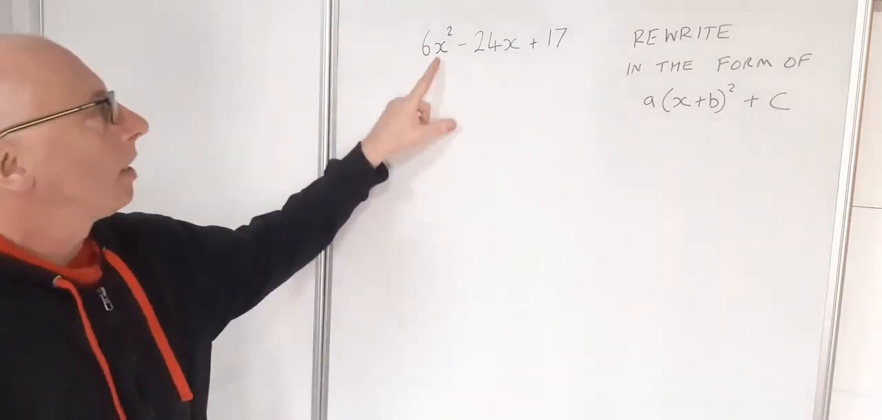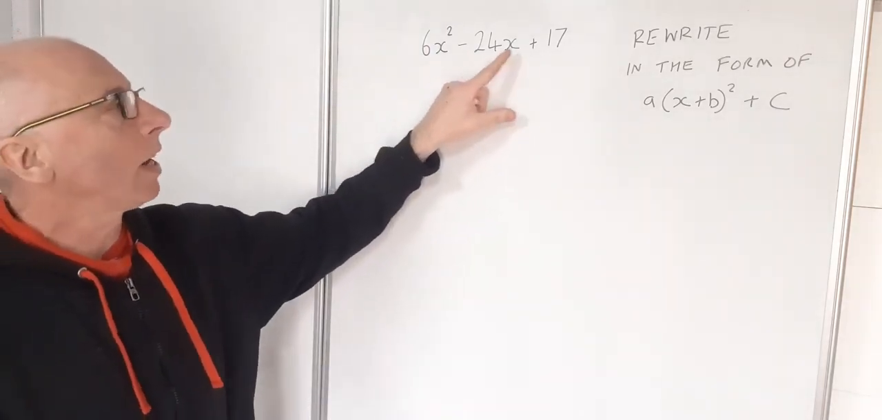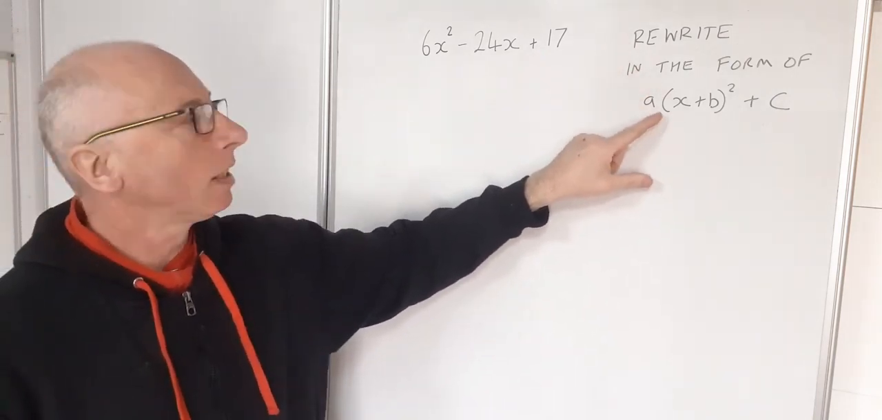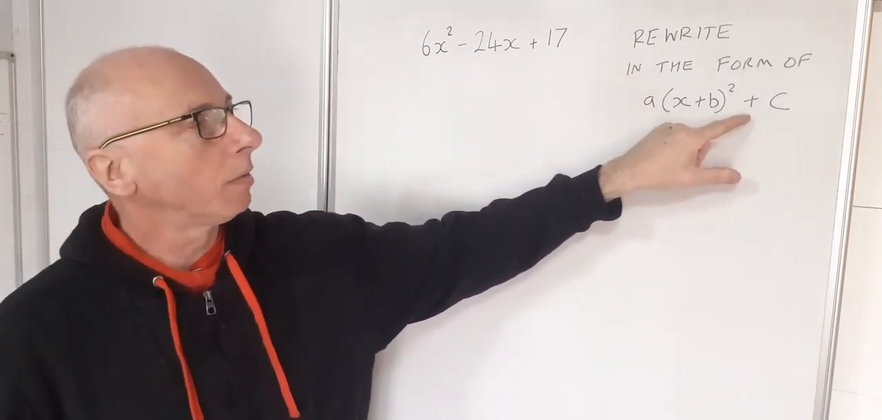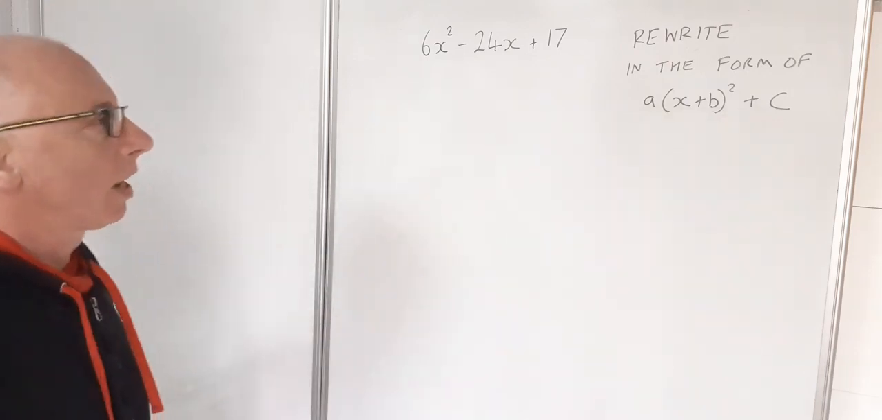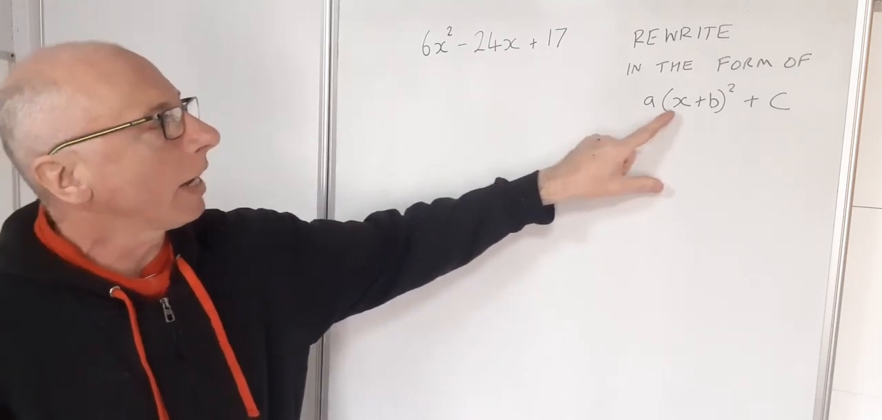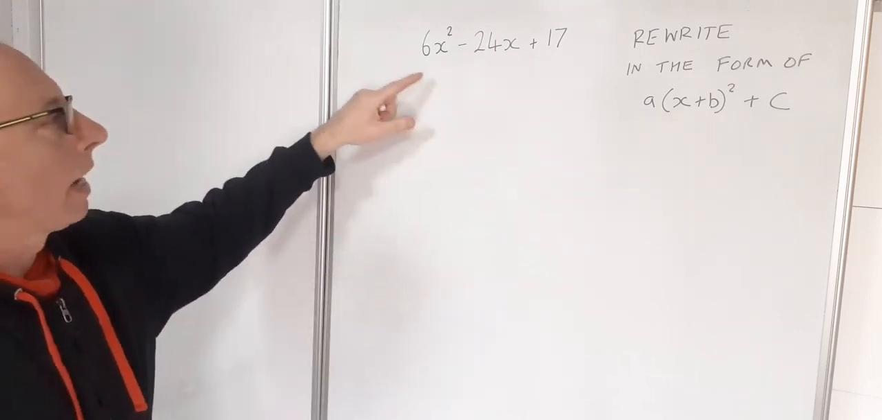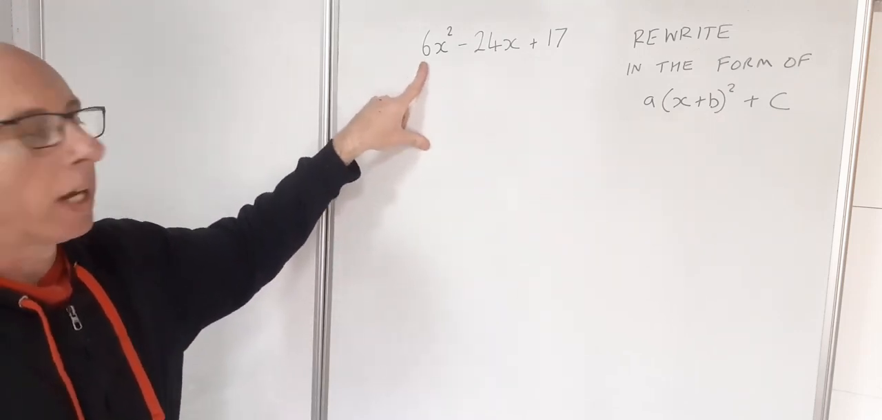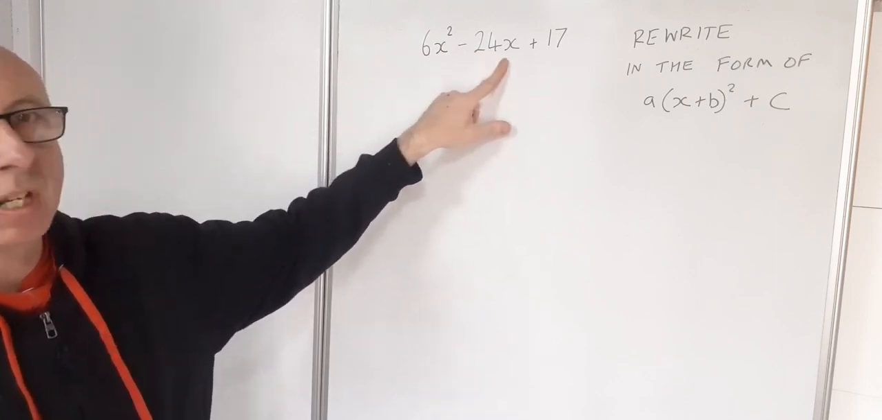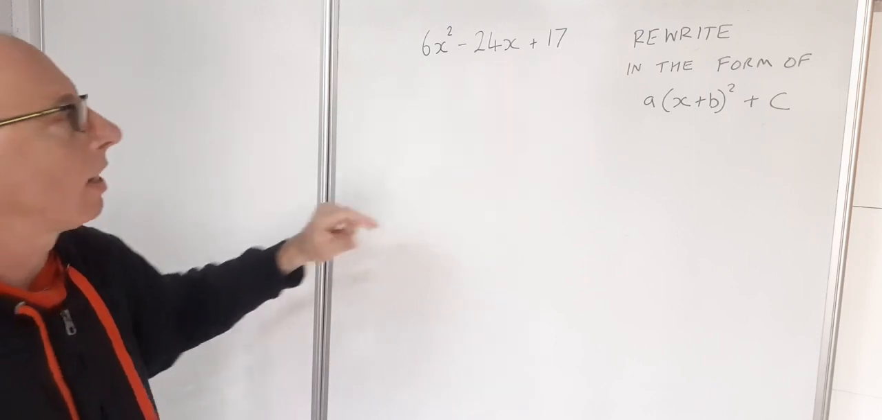So we've got an expression here, 6x² − 24x + 17, and we want to rewrite it in the form a(x + b)² + c. So here we've got 6x², and here we've got a(x + b)². Now our a value is looking like it could be 6. So let's factor out a 6 from this first expression and leave the constant as it is.